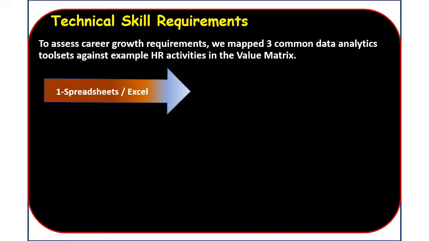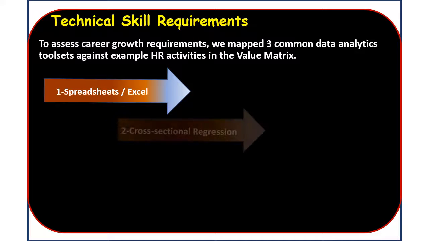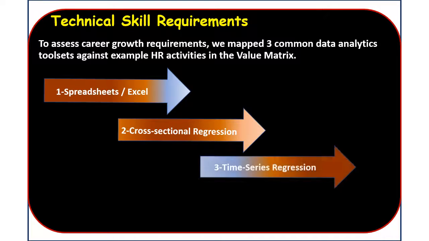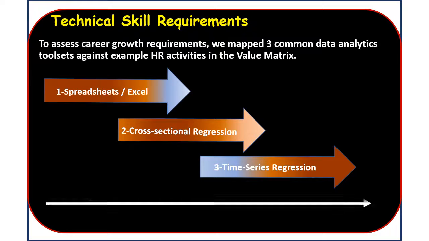Spreadsheet tools, like Excel, have broad mathematical and some statistical capabilities. Cross-sectional regression includes basic regression analysis through diagnostic regression that's used to identify potential outcome drivers. And finally, time series regression incorporates predictive and prescriptive modeling plus scenario development. These 3 example tools represent increasing levels of data analytics competence that will be mapped to the example HR activities in our value matrix.